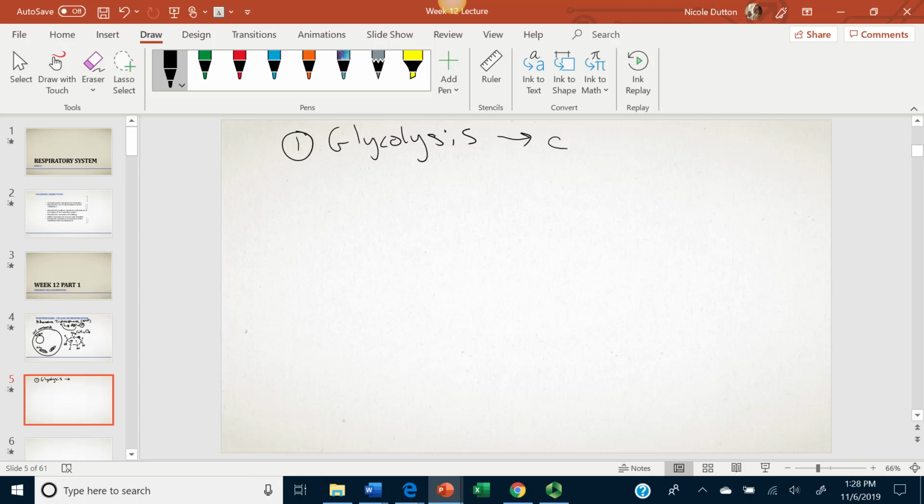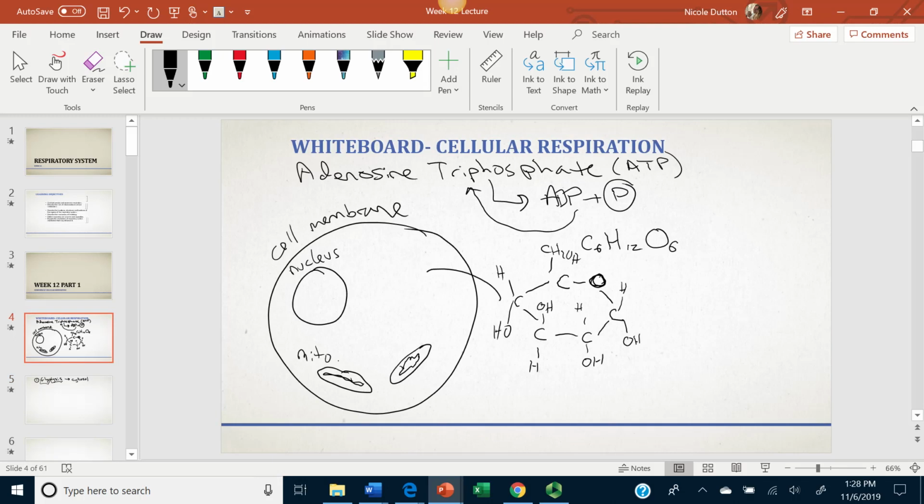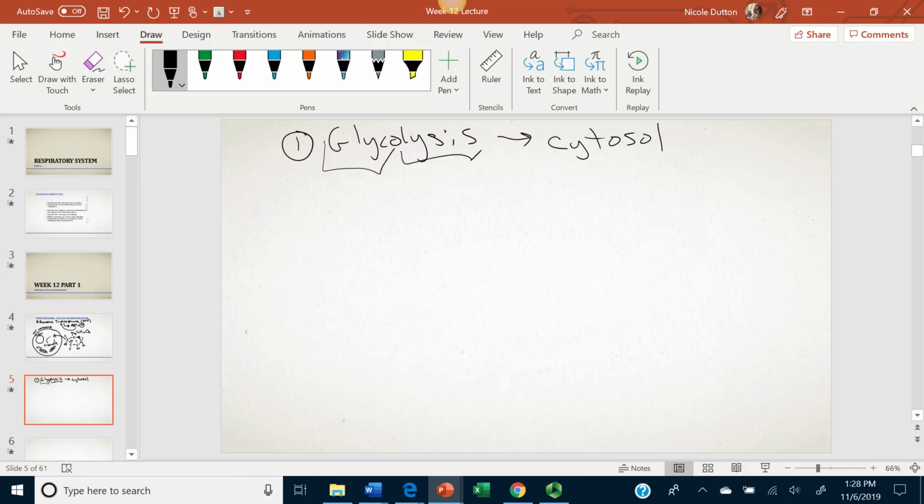And that happens in the cytosol. If you look at the term glycolysis, lysis means to break apart. Glyco is referring to glucose. So in the process of glycolysis, glucose comes into the cell, and then it's ripped in half into 2 molecules of pyruvate. So in glycolysis, glucose enters the cell, and eventually, after 10 enzymatic reactions, we end up with 2 molecules of pyruvate.